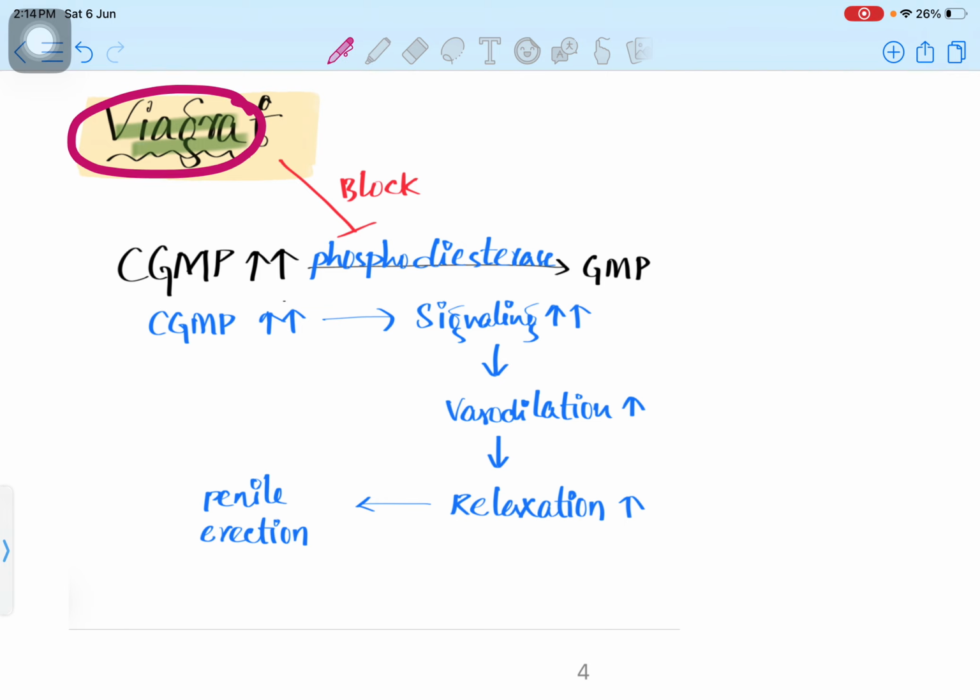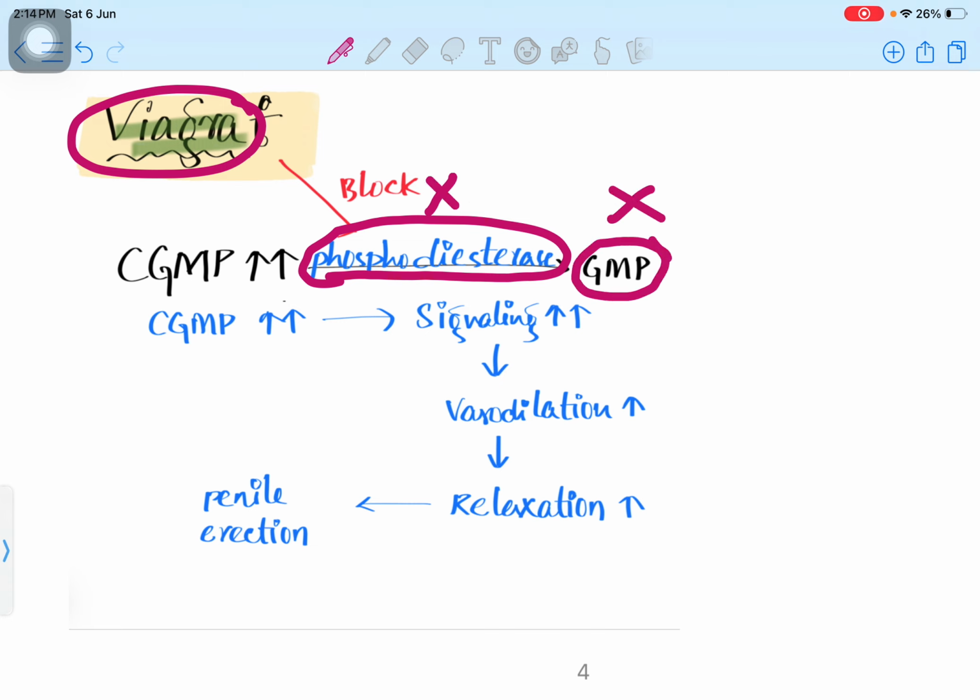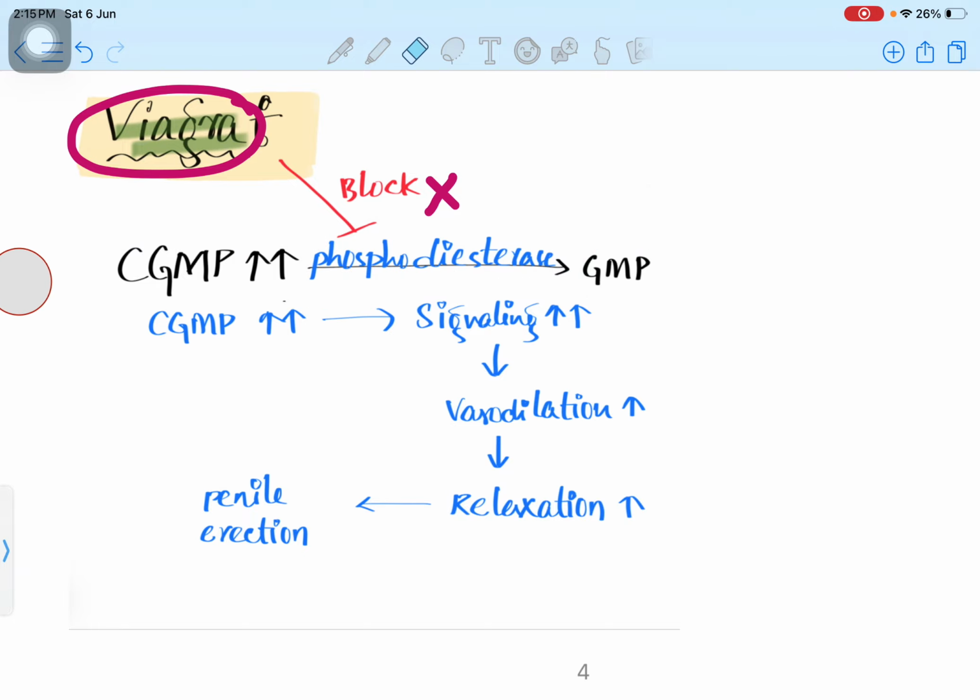What will Viagra do? Viagra will come in this condition and block the phosphodiesterase process. Blocking of this phosphodiesterase means the cGMP will not be converted anymore. So the GMP will not form anymore, but the cGMP concentration will increase, because you can easily understand we are not forming GMP with the help of cGMP. So cGMP remains as it is and GMP will not form here.